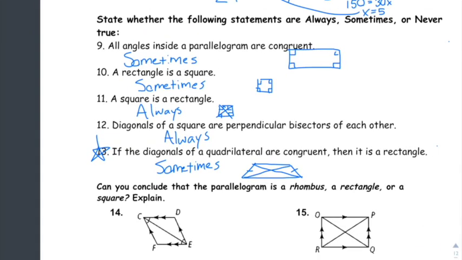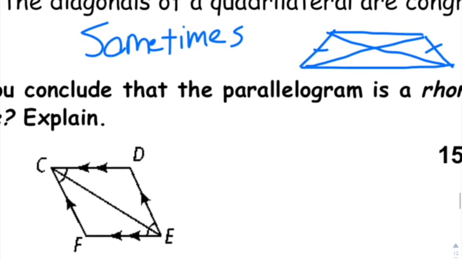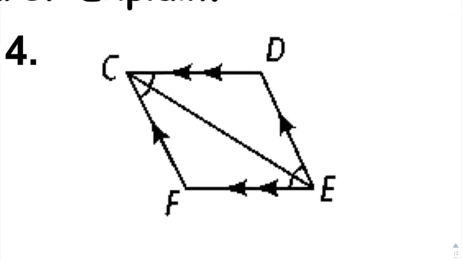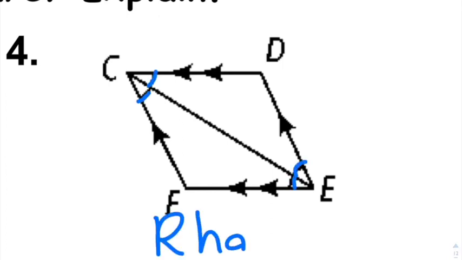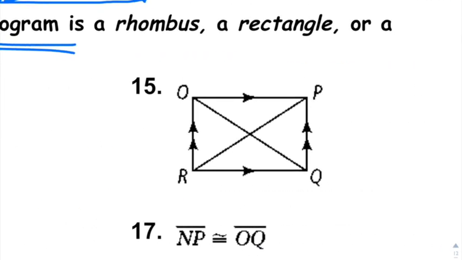So kind of tricky. All right, can you conclude if the parallelogram is a rhombus, a rectangle, or a square? It looks like we are assuming it's already a parallelogram. Therefore, is it a rhombus, rectangle, or square in addition to a parallelogram? Looking at this first one here, I noticed that the angles are bisected. I know that's a property of a rhombus. So that's really all you do there. It's a parallelogram with angle bisectors, so it's got to be a rhombus.